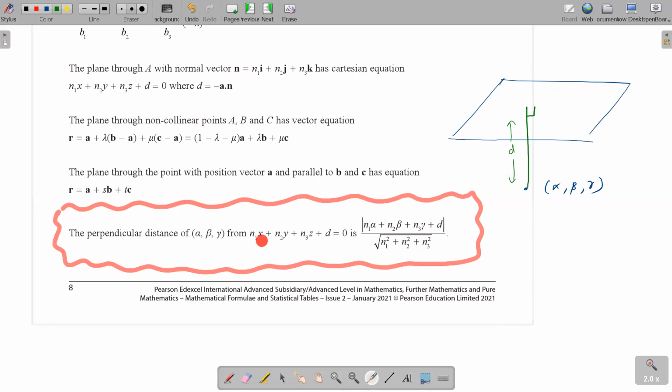So the x coefficient of the plane, you multiply with alpha, the x coordinate of your point. The y coefficient of the plane, you multiply with the y coordinate of your point. And then the z coefficient of your plane, n3, you multiply with the z coordinate of your point. And then plus this d value, whatever the d value is, a constant here, divide by the modulus of the square root of n1 square, n2 square, n3 square. Can you see that this is really easy? And this is really useful. You will definitely be using this in the exam.